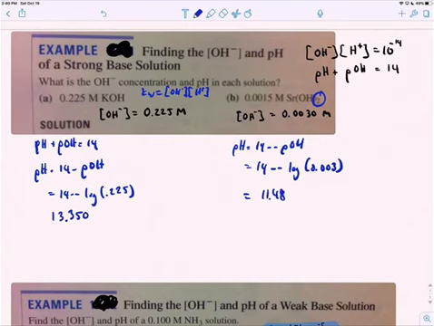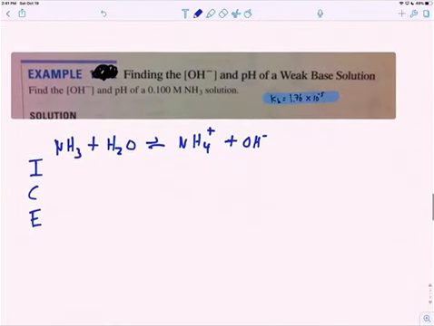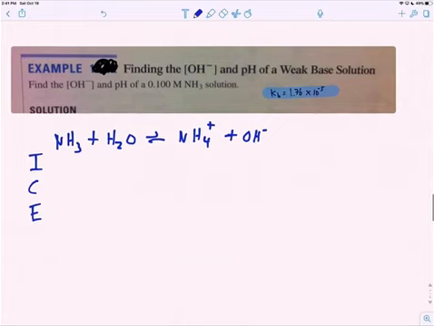So that's how you solve hydroxides and find pH using hydroxide ion concentration. And now let's do one involving a weak base. What is the pH of a 0.1 molar ammonia solution? I've written out ammonia plus water in equilibrium with ammonium plus hydroxide. This type of reaction is known as a hydrolysis reaction.